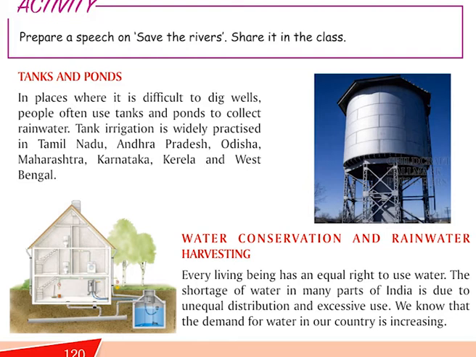Tanks and ponds. In places where it is difficult to dig wells, people often use tanks and ponds to collect rainwater. Tank irrigation is widely practiced in Tamil Nadu, Andhra Pradesh, Odisha, Maharashtra, Karnataka, Kerala, and West Bengal. Water conservation and rainwater harvesting. Every living being has an equal right to use water. The shortage of water in many parts of India is due to unequal distribution and excessive use. We know that the demand for water in our country is increasing.